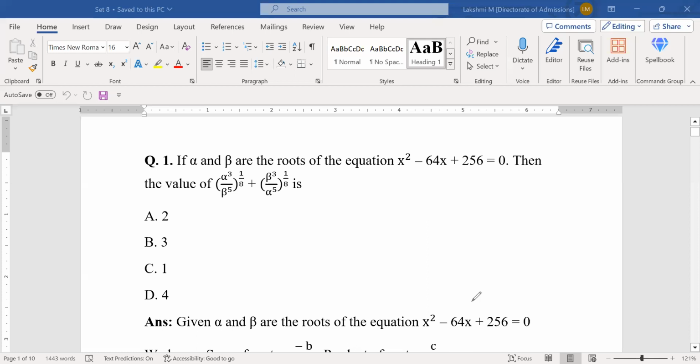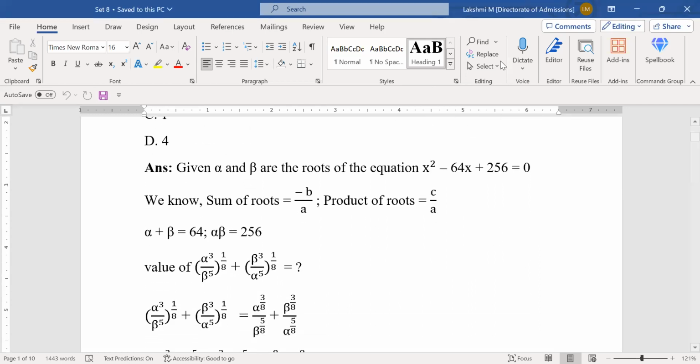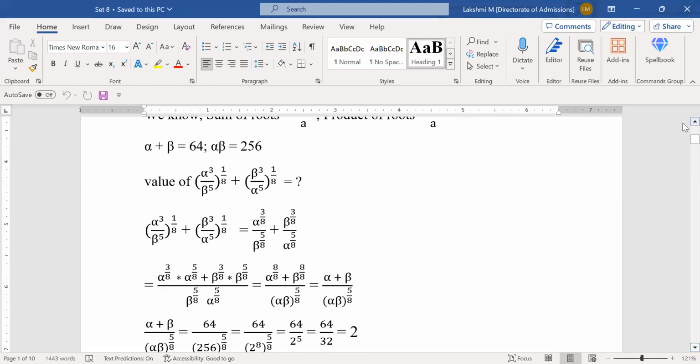Okay, completely fine. I think we'll just discuss how we'll be solving this question. The very basic concept related to solving any of these repeating questions is the sum of roots and product of roots, minus b by a and c by a. That is something you need to know. Whenever you encounter a question with alpha and beta as the roots of the equation, what is going to help you is the very basic formula that you have studied: the sum of the roots and the product of the roots.